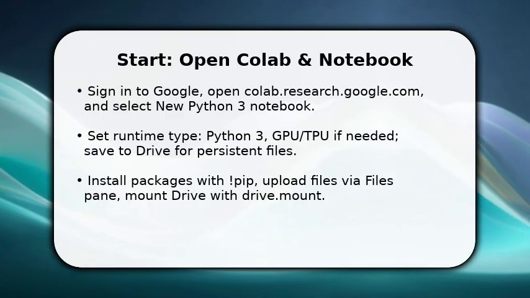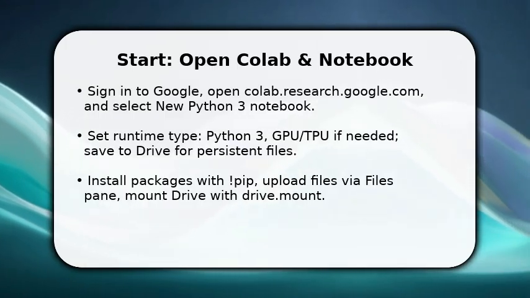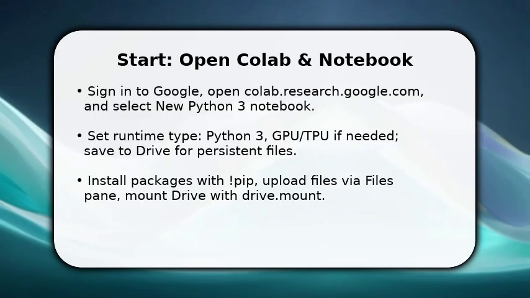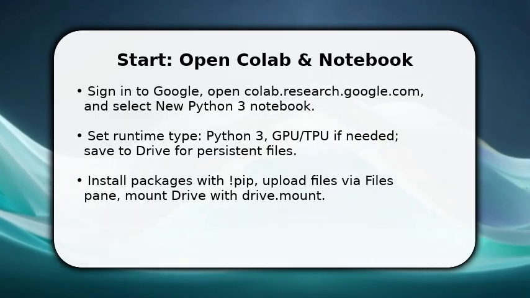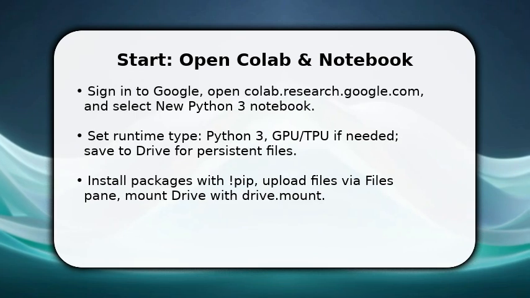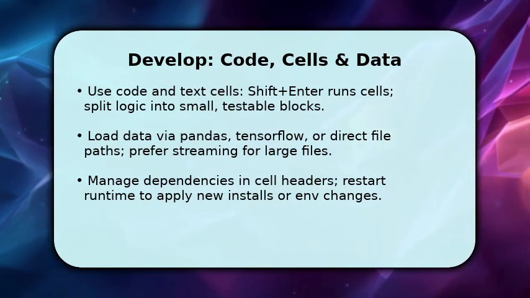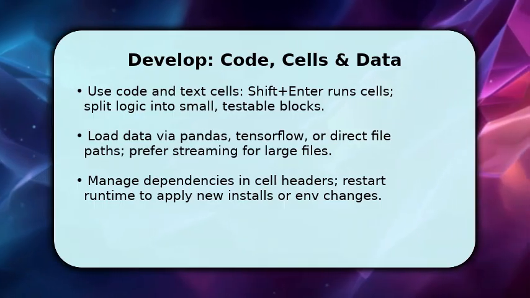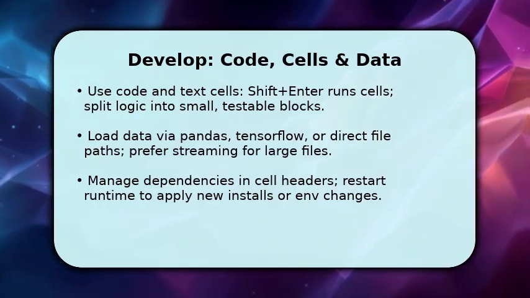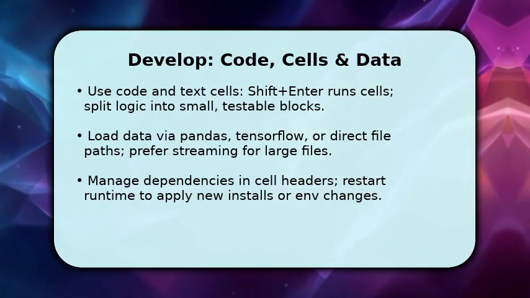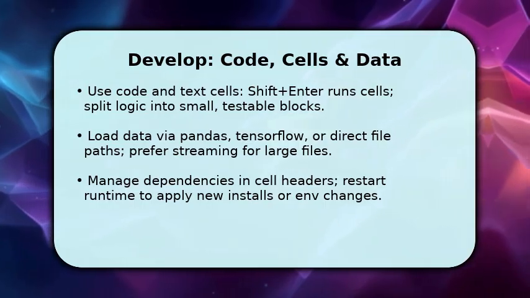Next, install any missing libraries with pip or apt and upload data through the Files pane or mount your Drive. This prepares the workspace for coding and data access. You now structure your notebook, alternating short code cells and explanatory text so each step is clear and repeatable. Run cells with Shift plus Enter and test functions incrementally to catch bugs early.